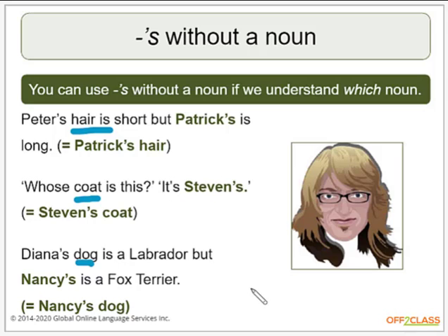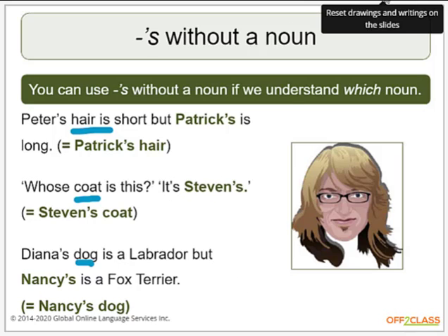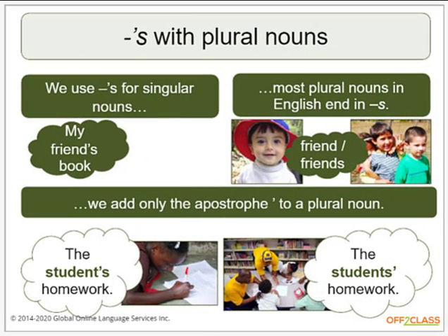So again, this is a challenge. You might want to go back to some of the beginner lessons. This is a little bit more advanced. Let me do one more here. So apostrophe S with plural nouns. We use apostrophe S for singular nouns, like my friend's book. Most plural nouns in English end in S without an apostrophe. So for example, friend, friends. See, there's no apostrophe. We add only the apostrophe to a plural noun, right? Because most plural nouns end in S already.